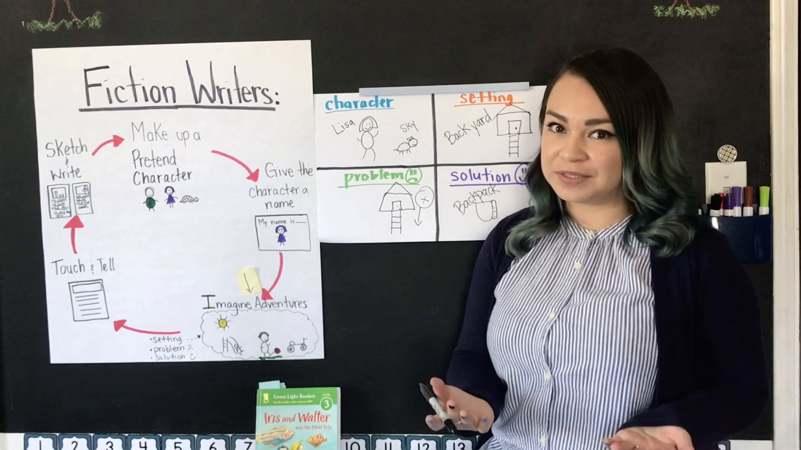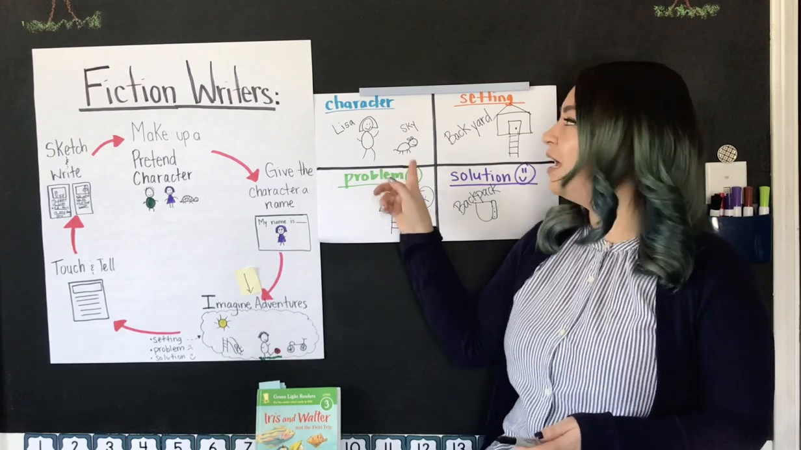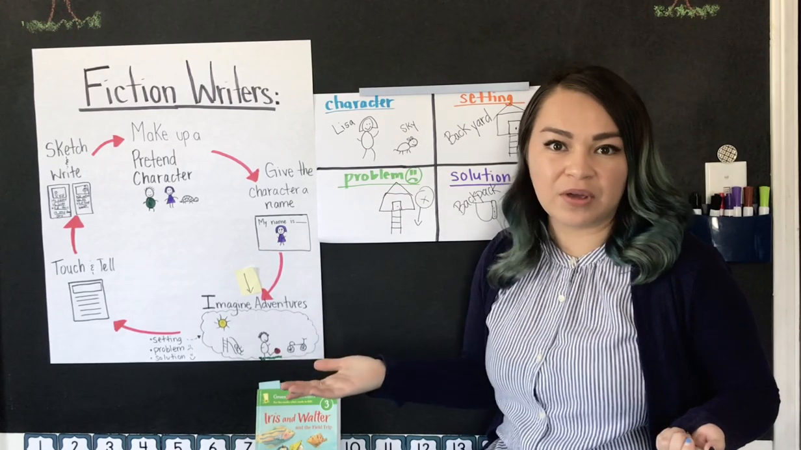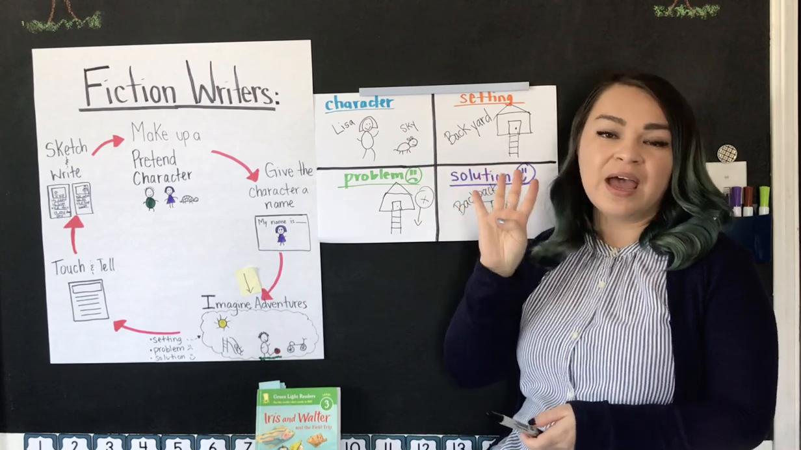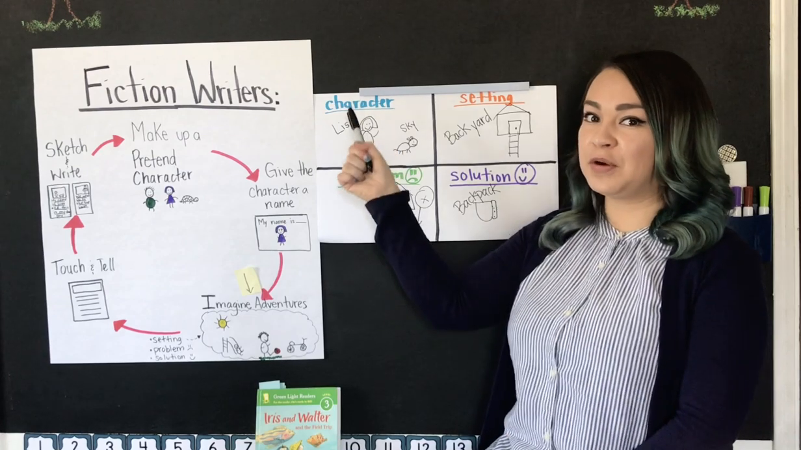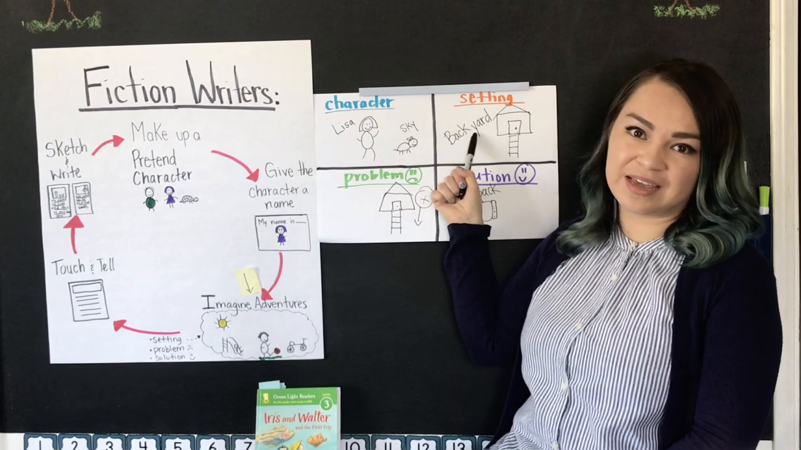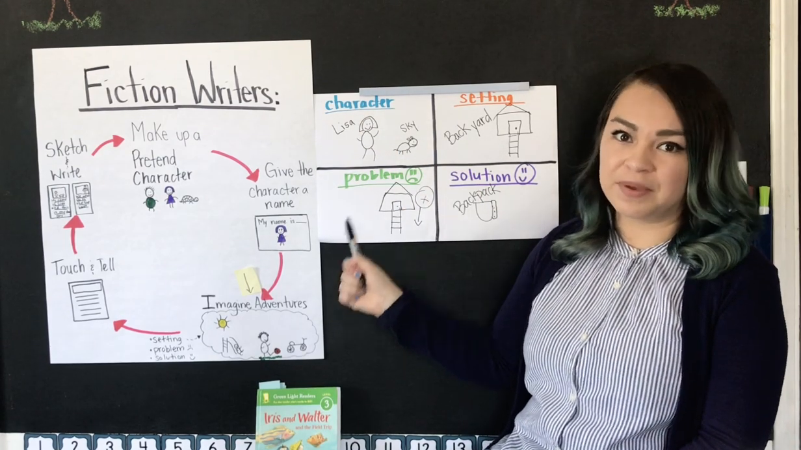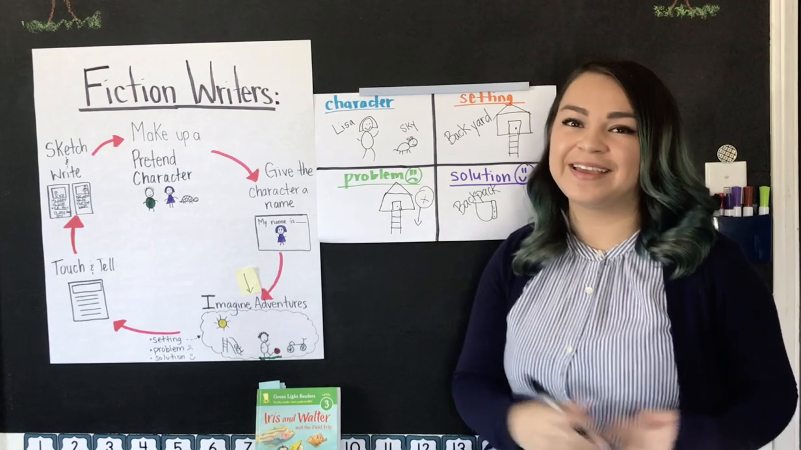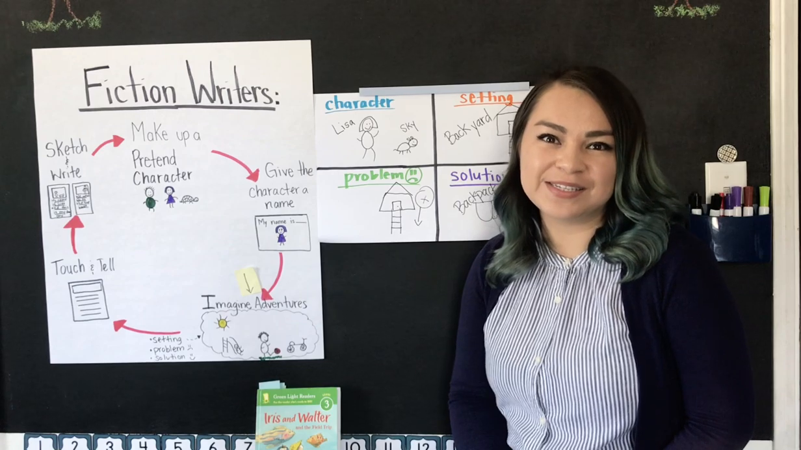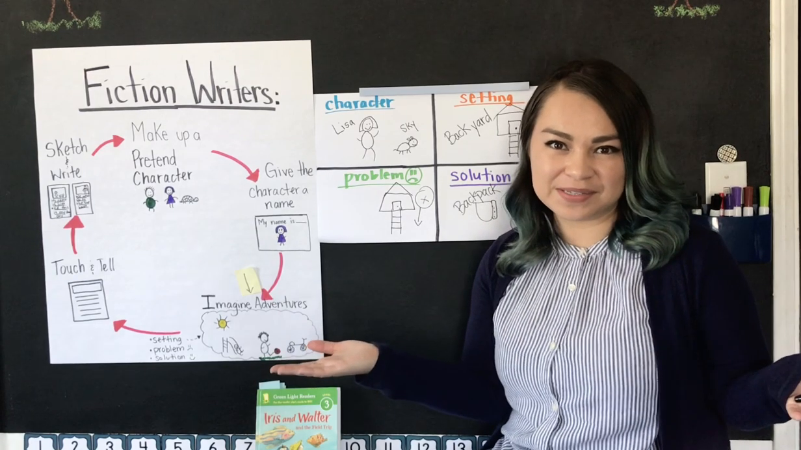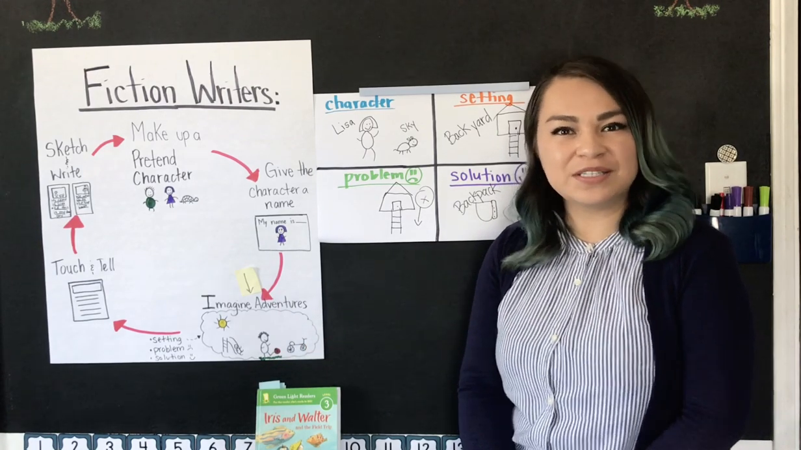So now it's your turn. You're going to get a sheet of paper. It could be any paper that you have at home. You're going to fold it into four squares and you're going to come up with your very own character, the setting, the problem, and the solution. I can't wait to see what you come up with. I'm so excited to see where your imagination goes. Off you go. Now it's your turn.